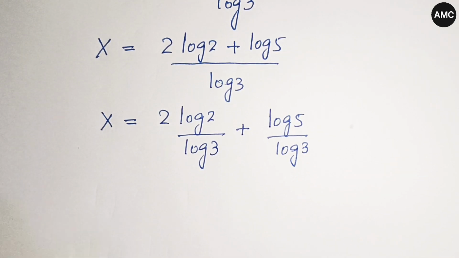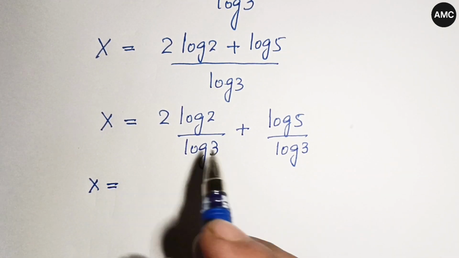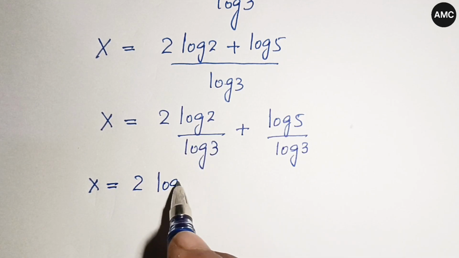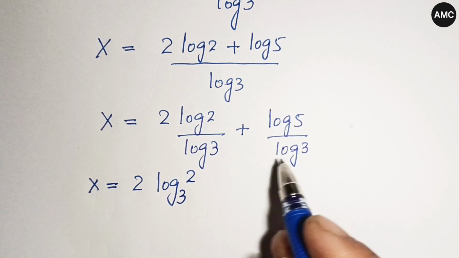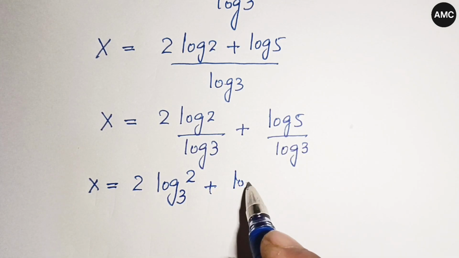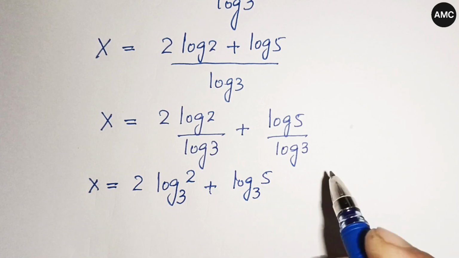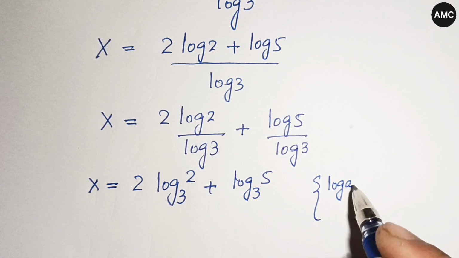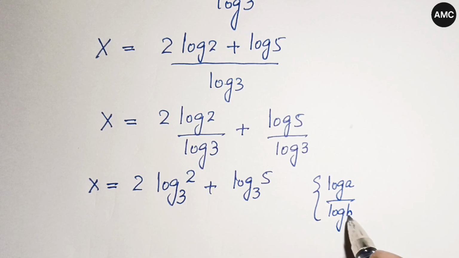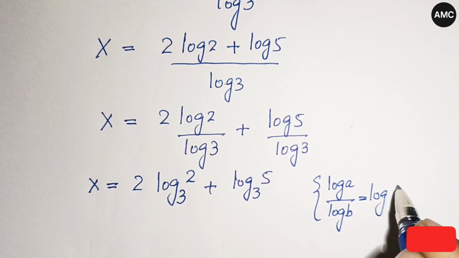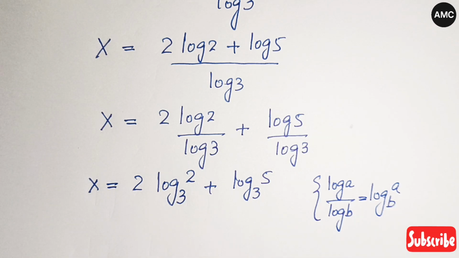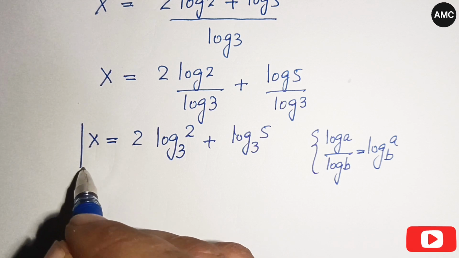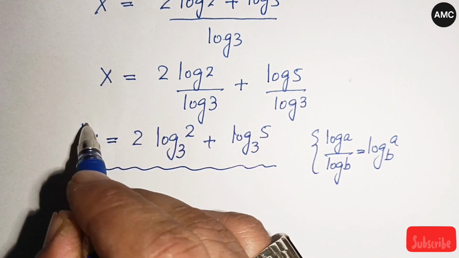Here we have x is equal to 2 log 2 over log 3, which can be written as log 2 to base 3 plus log 5 to base 3. We have just used this logarithm law: if we have log a over log b, it is written as log a to base b. So we have found the value of x, and x is equal to this.